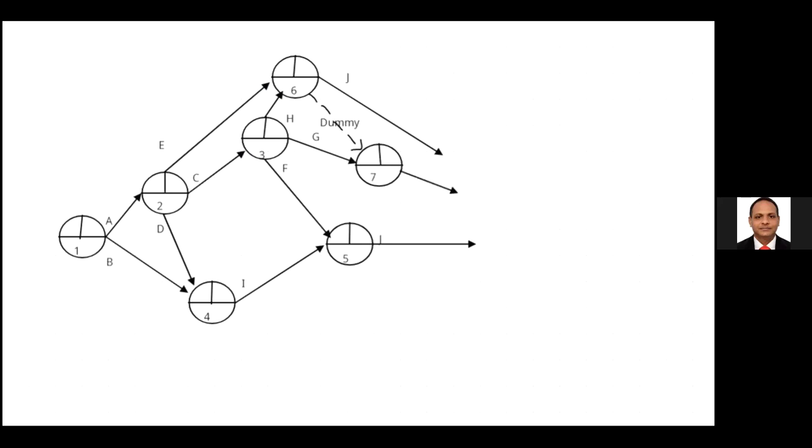Just name it K. Then after that, for L, we should complete E and H. For M, we should complete E and H. Now we need to start two activities, L and M, after completing E and H. We complete E and H after the, I think, let's see that.